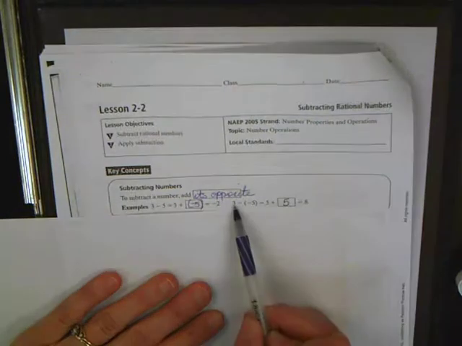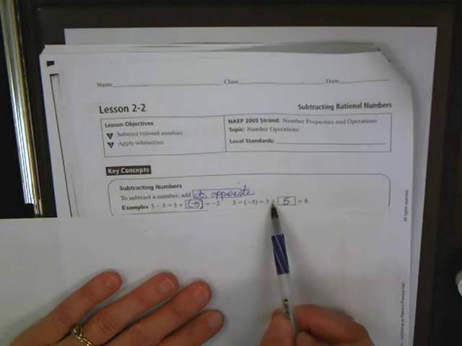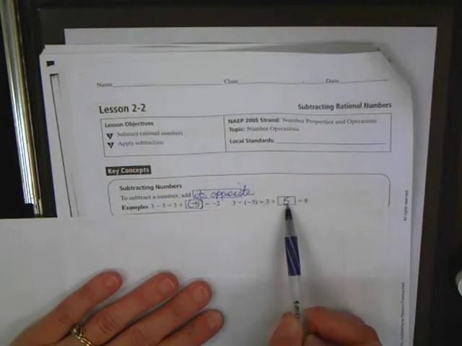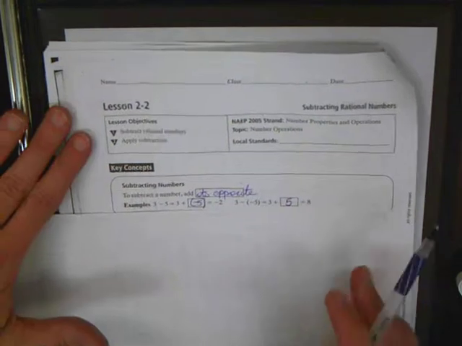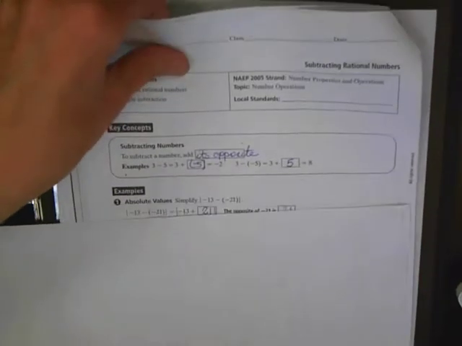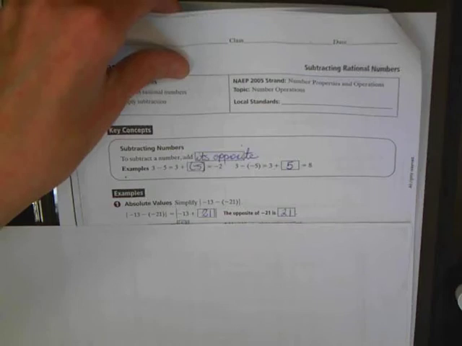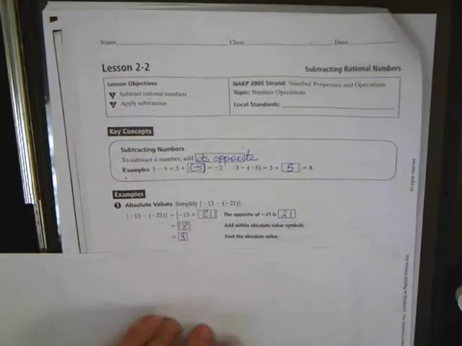If we have 3 minus negative 5, that equals 3 plus the opposite of negative 5, which is 5. We all know that 3 plus 5 is 8. Okay, so again, to subtract a number, add its opposite. That's the rule that we will use and apply over and over and over again this year in many, many cases.